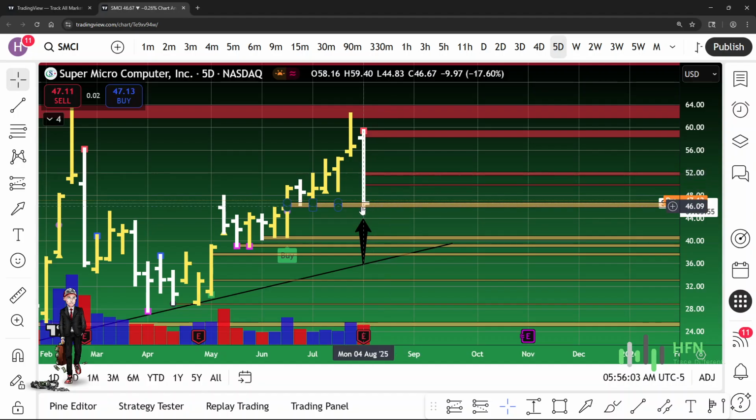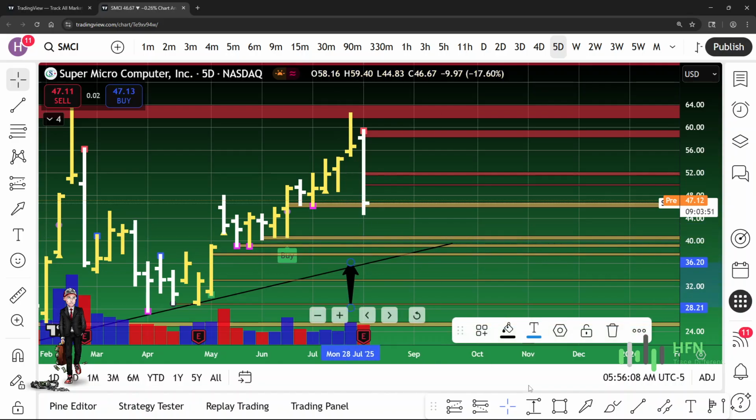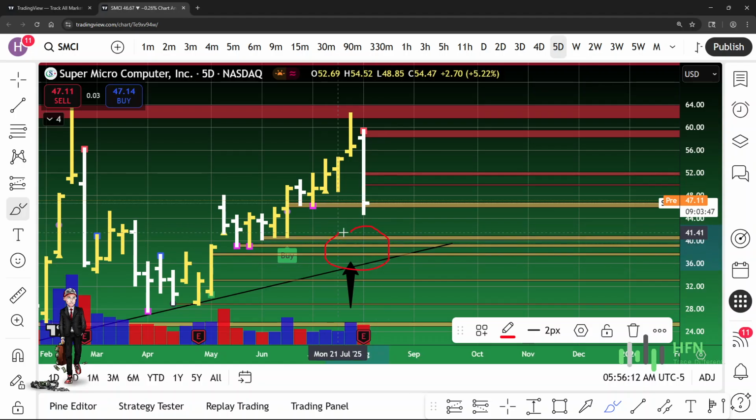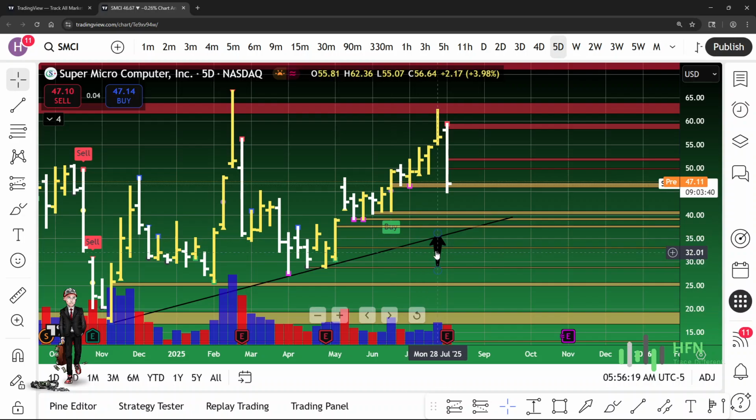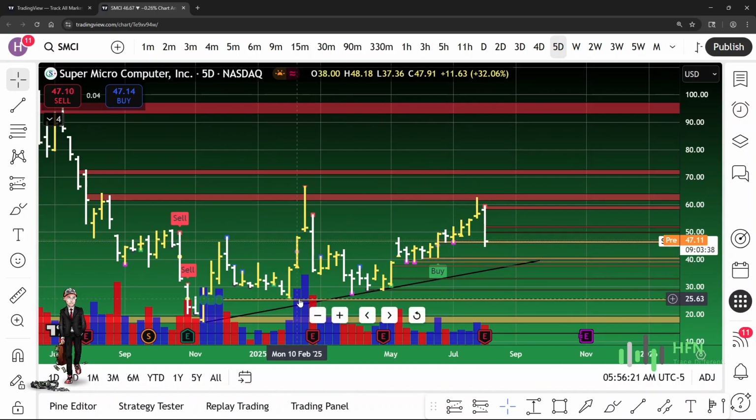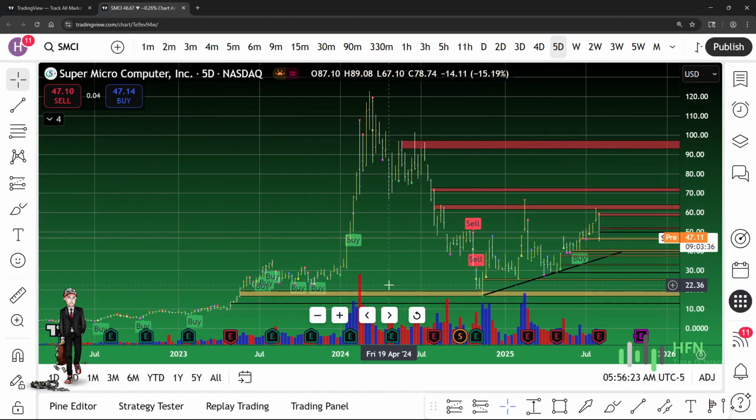If we see price close down here at the low of this 5-day bar, we need to anticipate price coming down and testing these pockets. Which we can expect, because the market in SMCI is definitely still trending higher. We're still seeing price trade above this trend line here.